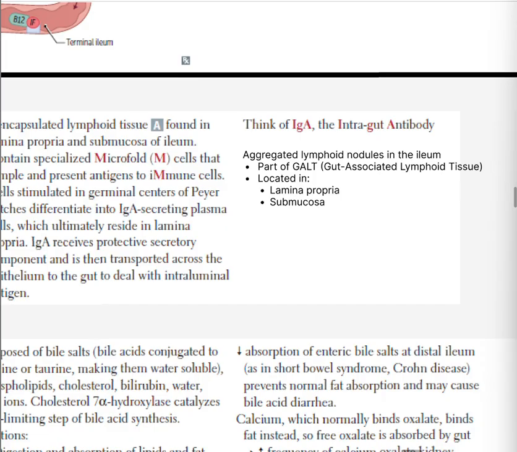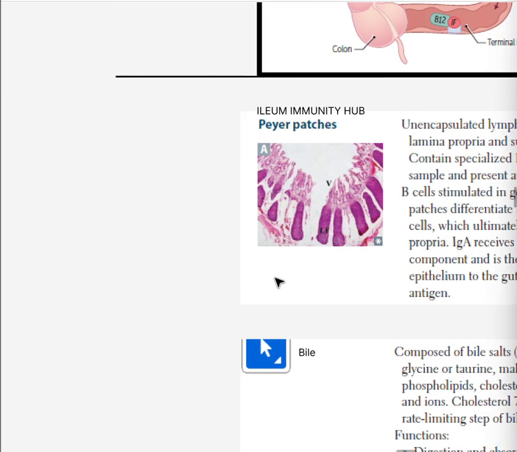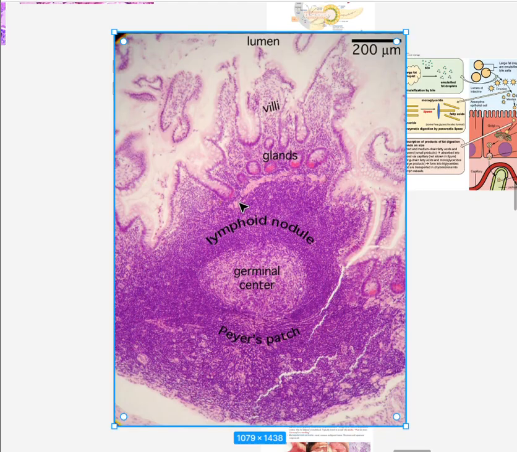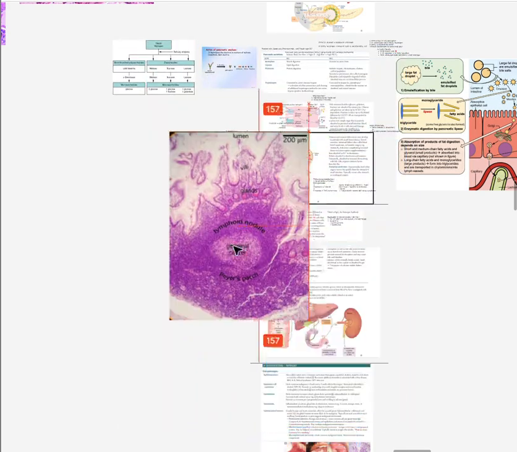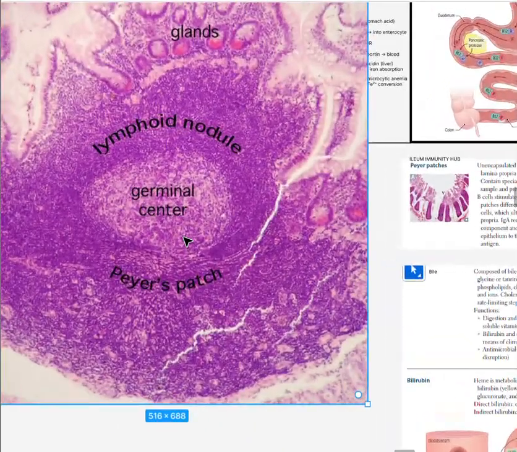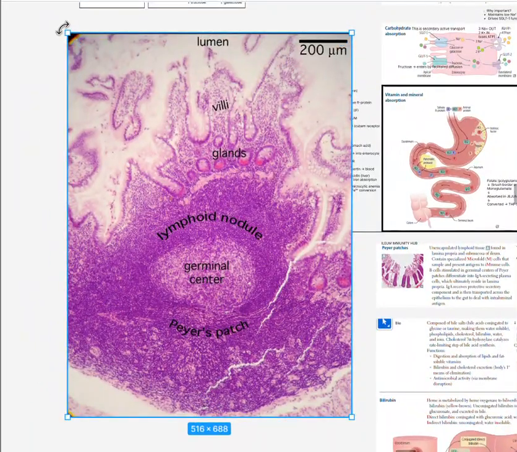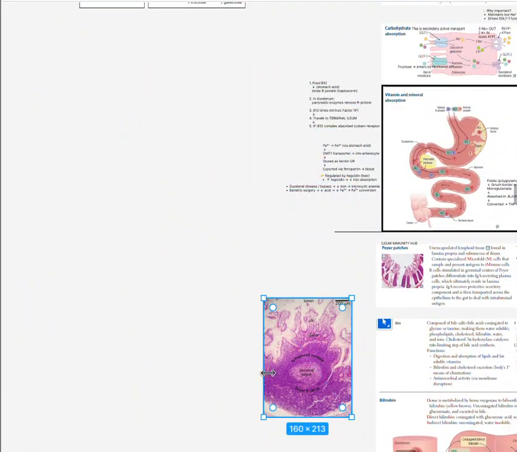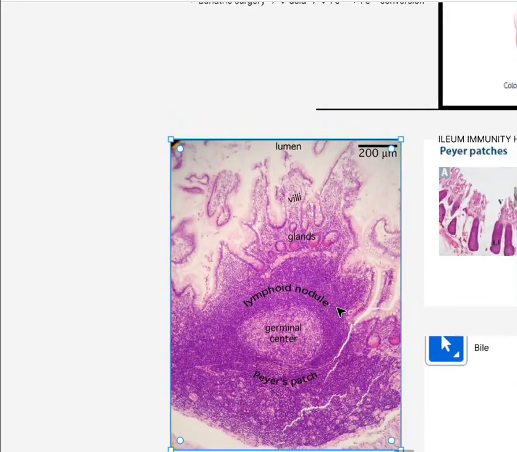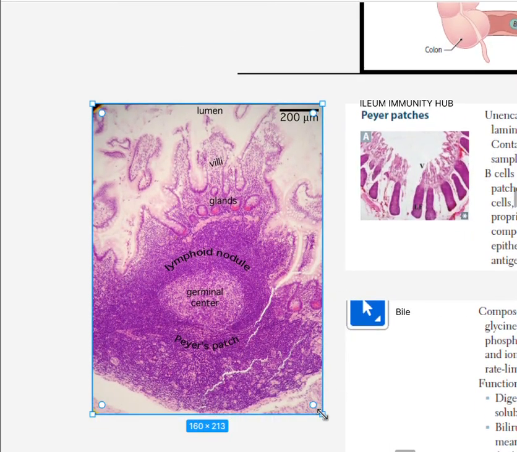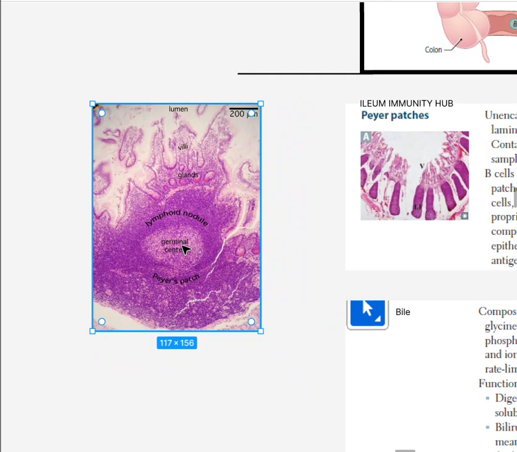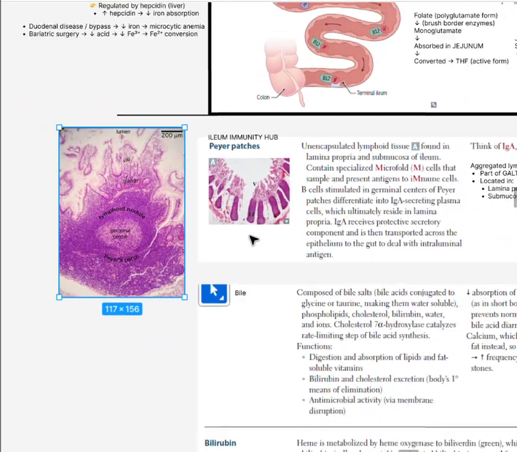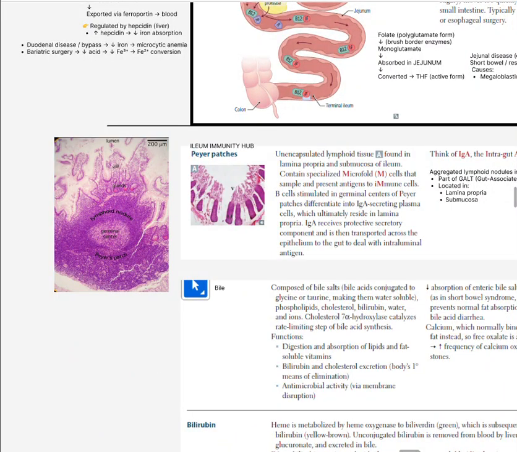I'm going to post a picture of that here so you can see it more clearly. So let's put a Peyer patch here. Look at the lumen, look at the villi, look at the glands, look at the lymphoid nodules. Oh, this picture is too big. Let me make it the size of something we can arrange here. Here we go. So that's a Peyer patch, that's a germinal center, and that's a lymphoid nodule. So you can see it here, right? That's a really good picture of a Peyer patch.